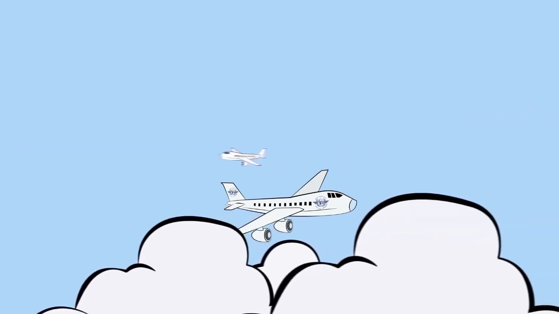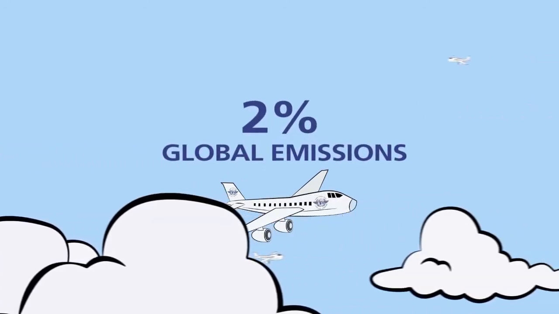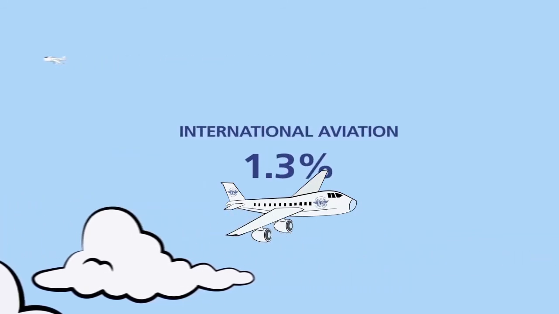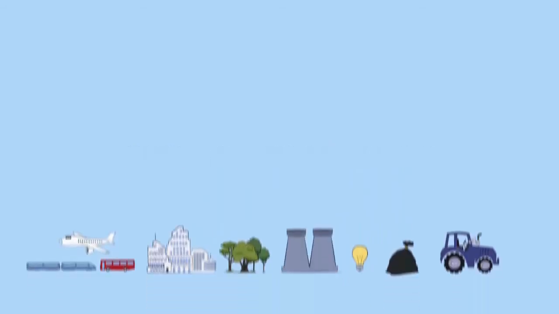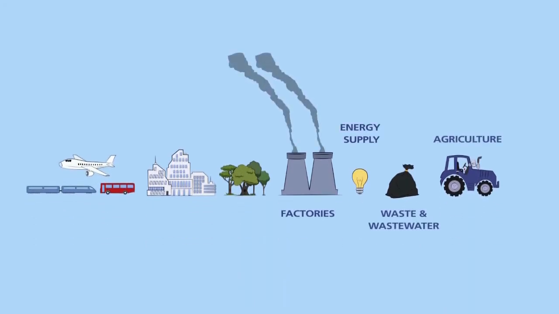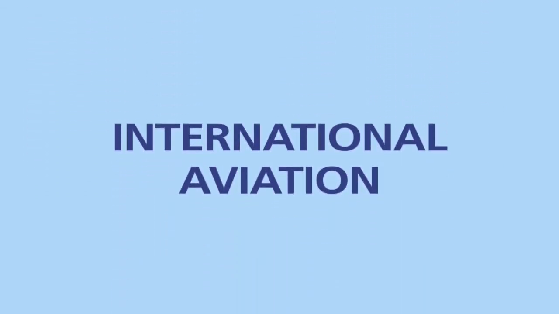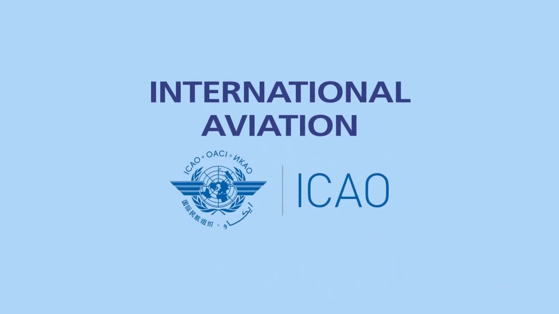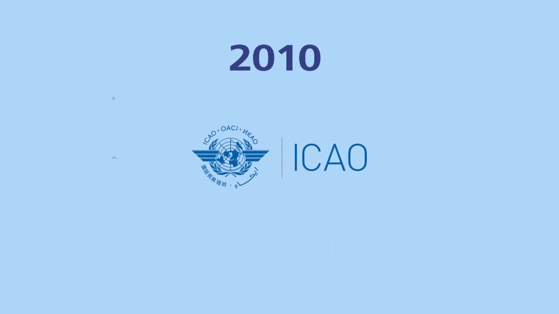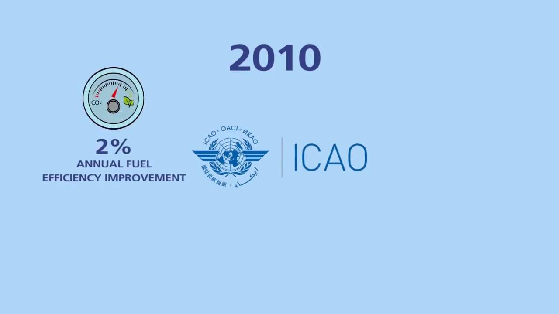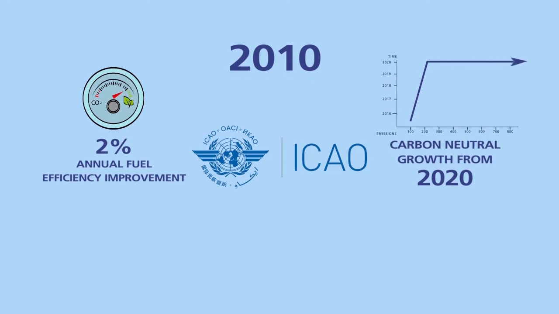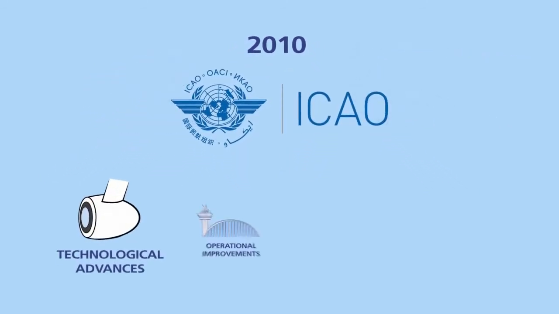Aviation, domestic and international, as a whole accounts for about 2% of global emissions, with international aviation accounting for about 1.3%. Working under the UNFCCC and the Paris Agreement, governments can reduce greenhouse gas emissions from all domestic sources, such as power generation, agriculture and road transport, including emissions from domestic aviation. Reducing emissions from international aviation is the responsibility of ICAO and its member states. In 2010, ICAO adopted two sectoral aspirational goals: 2% annual fuel efficiency improvement and carbon neutral growth from 2020 onwards. It also adopted a basket of measures.